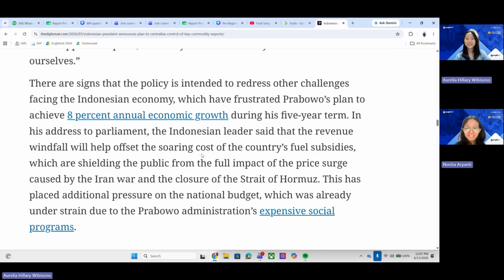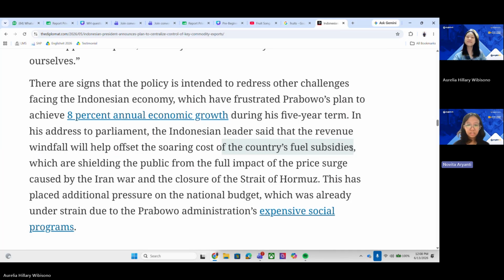That the revenue windfall will help offset the soaring costs. Soaring is higher cost; the cost is inclining day by day, becoming bigger and bigger. Offset is to replace. The cost becomes bigger and bigger and you cannot pay that, so you can say this windfall will replace it. You will pay the debt with the sudden rich money. Okay, I got it now.